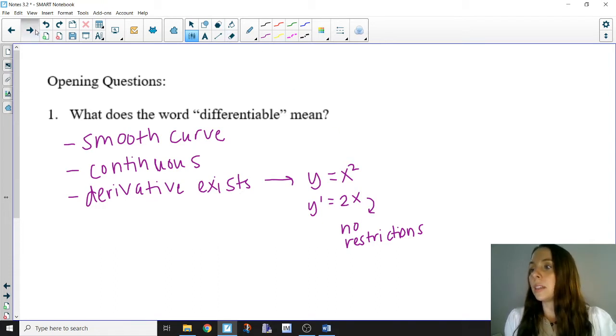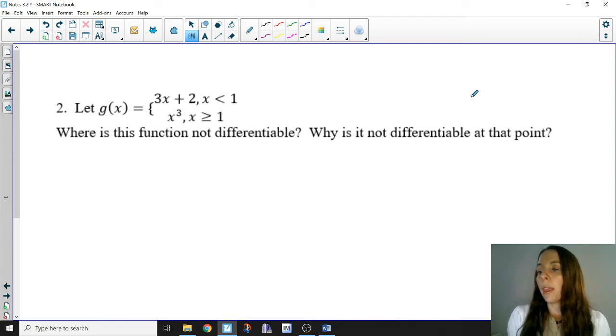All right, so let's take a look at the second opening question. We have a piecewise defined function here. g of x is 3x plus 2 for all x less than 1 and x cubed for all x greater than or equal to 1. And the question is, where is this function not differentiable? Why is it not differentiable at that point?